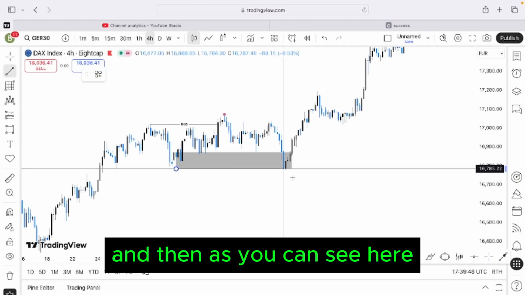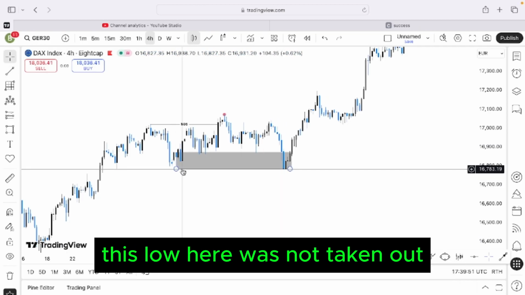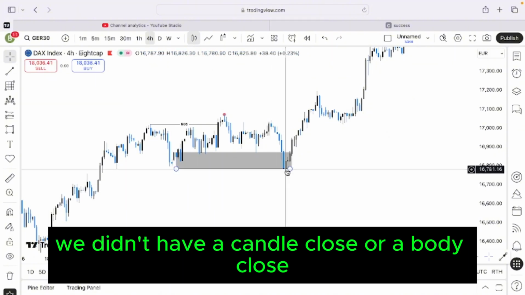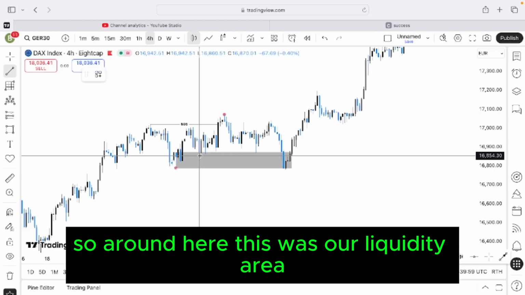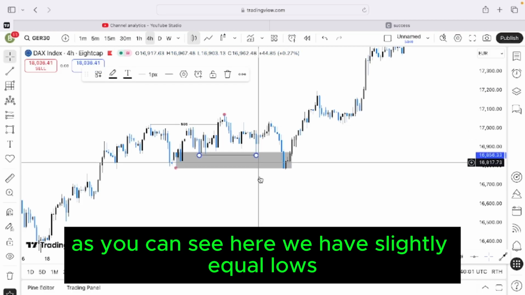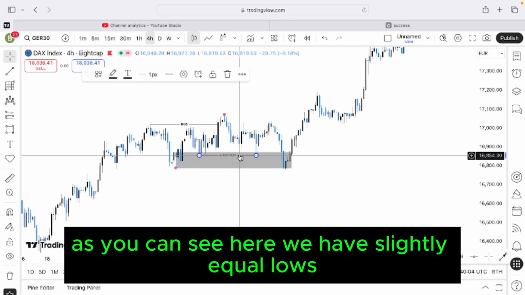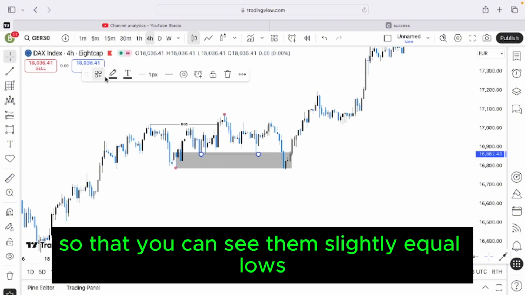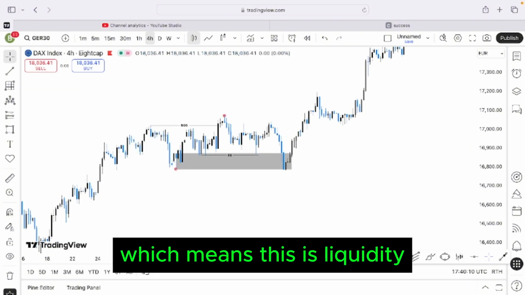And then as you can see here, this low here was not taken out. This low here was not taken out. As you can see, we didn't have a candle close or a body close. So around here, this was our liquidity area. As you can see here, we have slightly equal lows. So let me just put them correctly so that you can see them. Slightly equal lows, which means this is liquidity.